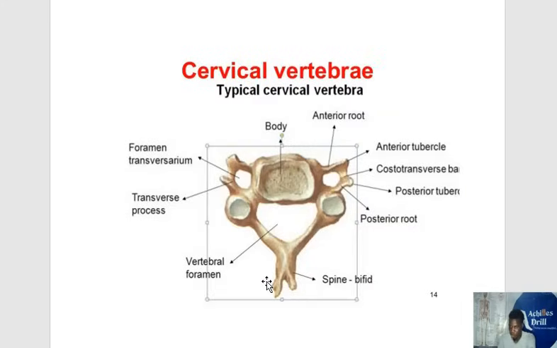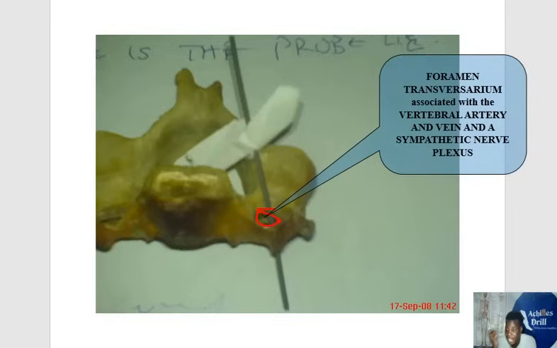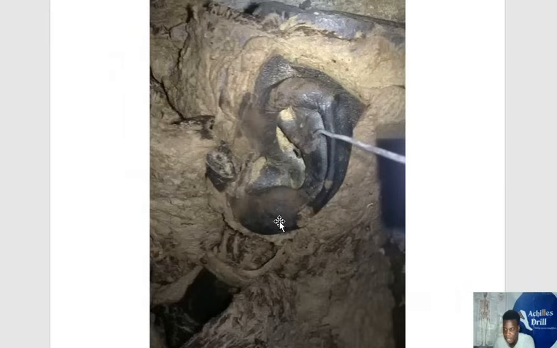All right, here are still pictures showing the various parts of a typical vertebra: the vertebral foramen, the transverse foramen, the foramen transversarium, the body of the vertebra proper, and the bifid spinous process. Right here you can see the transverse process. The transverse foramen is pinned, and you may be asked to identify what is passing through it. Simply the vertebral artery.